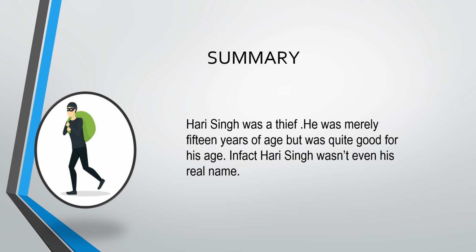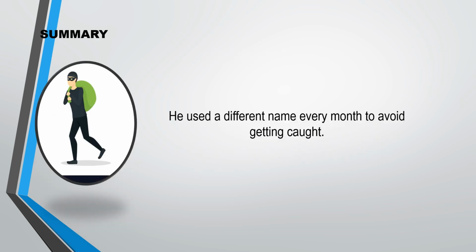So here is the summary of the story. Hari Singh was a thief. He was merely 15 years of age but was quite good for his age. Quite good for his age means he was quite experienced and he was very good at stealing. In fact, Hari Singh wasn't even his real name. I told you earlier it was his false name. Just to do the robbery, he keeps on changing his names. He used a different name every month to avoid getting caught.